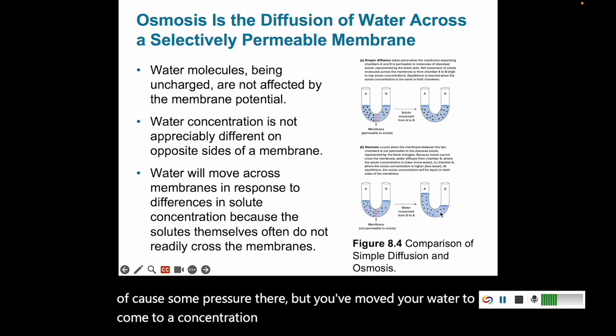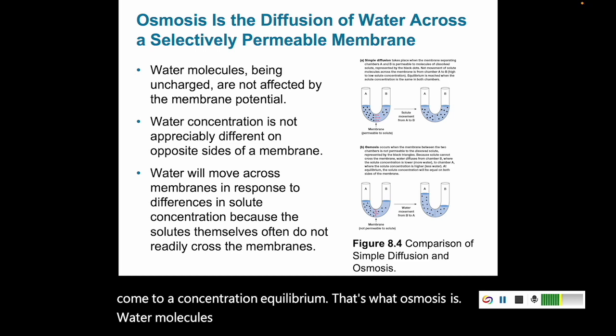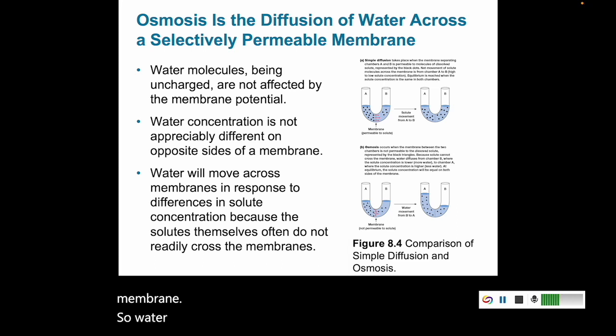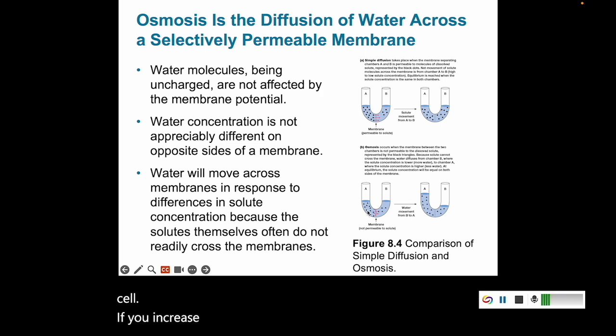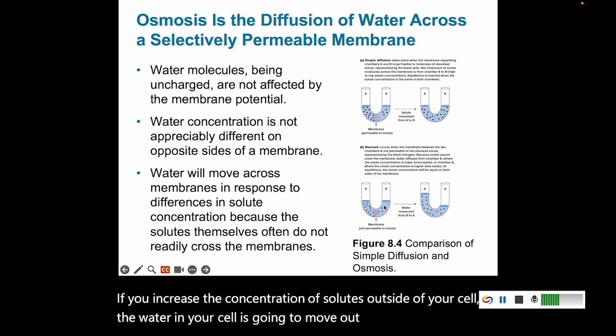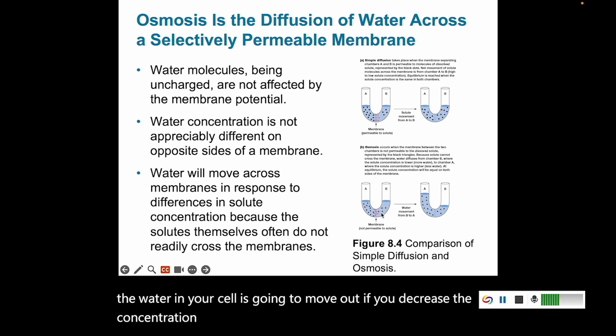That's what osmosis is. Water molecules are uncharged, so you don't have to worry about what kind of charge dynamics are going around across the membrane. So water is going to stay pretty consistent inside and out of the cell. If you increase the concentration of solutes outside of your cell, the water in your cell is going to move out. If you decrease the concentration of solutes inside of the cell, the water from outside is going to move into the cell.